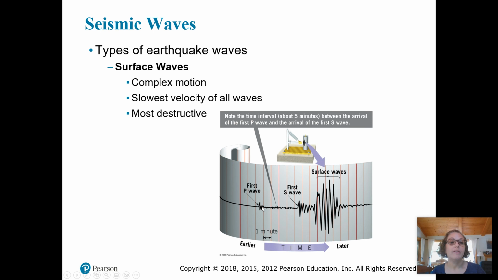It's interesting to note in the next section, we'll look at the arrival time of the first P wave compared to the arrival time of the first S wave. And that's going to be very helpful in terms of being able to figure out how far away this earthquake took place from where this recording station exists. So here it says the interval time of 5 minutes between the arrival of the first P wave and the arrival of the first S wave. 5 minutes in between those.